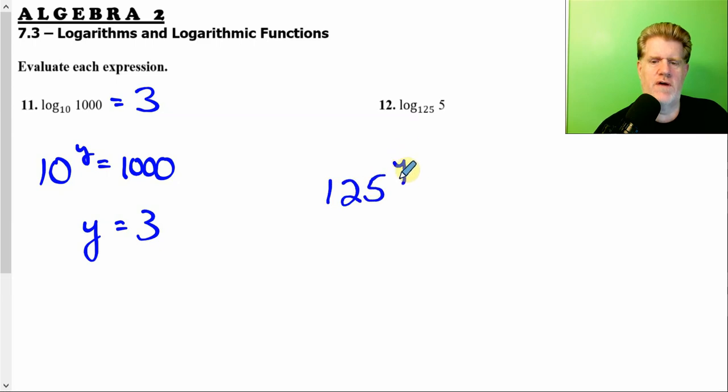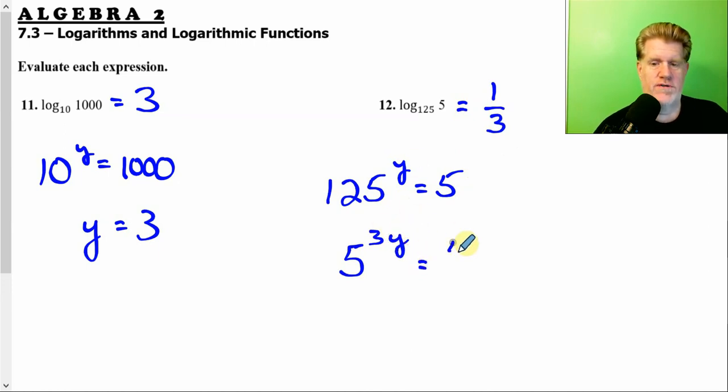125 to what power would give you 5? What do you think? Some of you already know. I'm going to tell you it is 1/3. If you weren't sure if it was 1/3, remember you can write 125 as 5 to the third. Now how do you do that? It's just the things we've been practicing over and over and over again. So 5 to the third times y equals 5. We know this to the first power. 3y equals 1. So y equals 1/3.